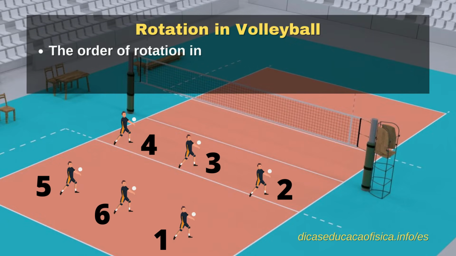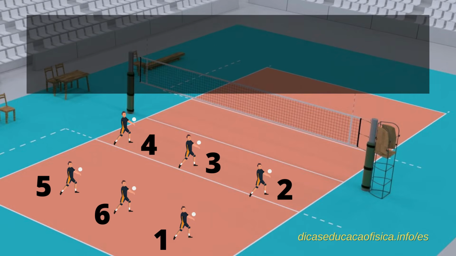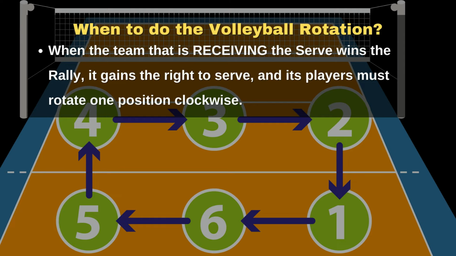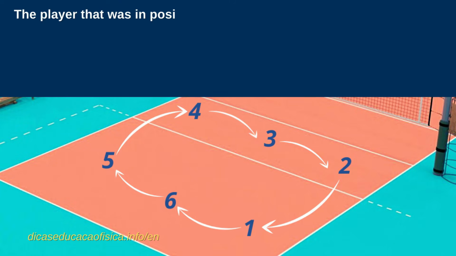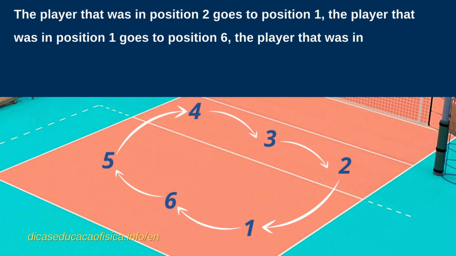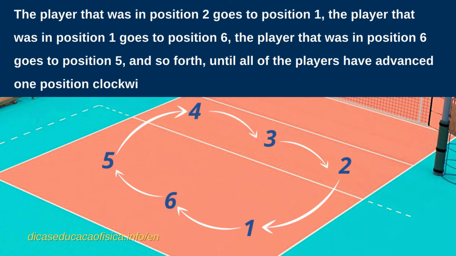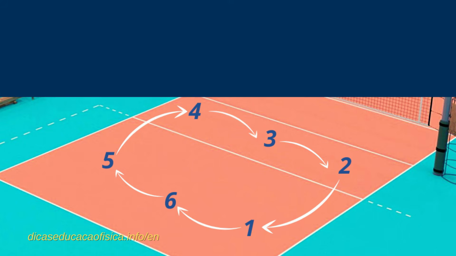Rotation in volleyball. The order of rotation in volleyball is defined by the team's starting lineup in each set. When the team that is receiving the serve wins the rally, it gains the right to serve, and its players must rotate 1 position clockwise. The player that was in position 2 goes to position 1. The player that was in position 1 goes to position 6. The player that was in position 6 goes to position 5, and so forth, until all of the players have advanced 1 position clockwise.